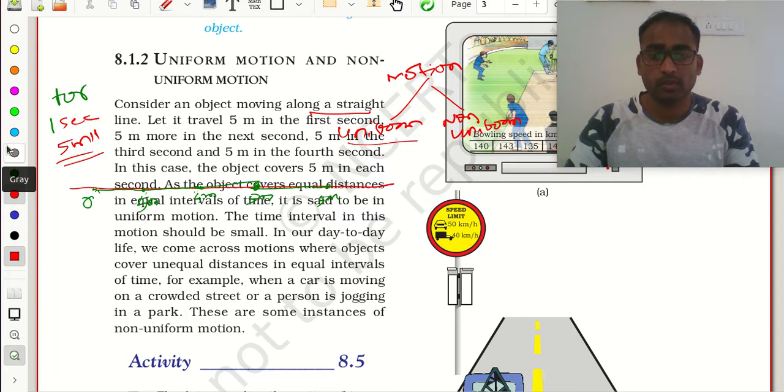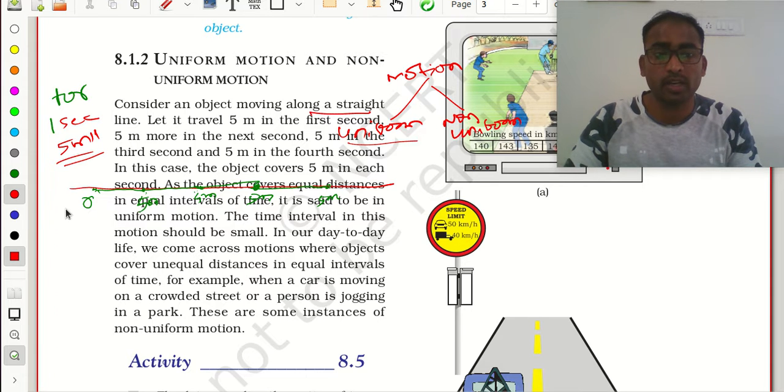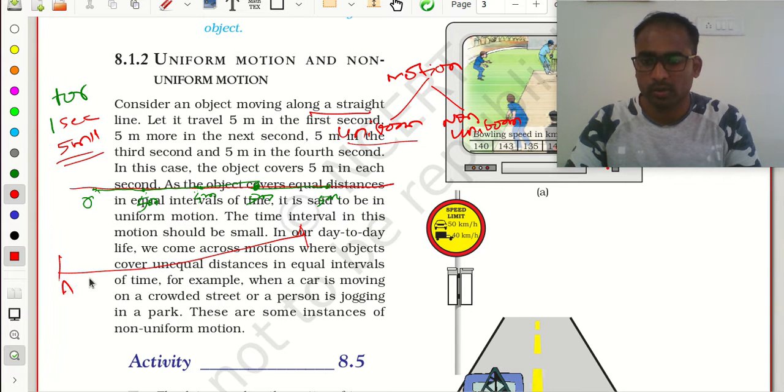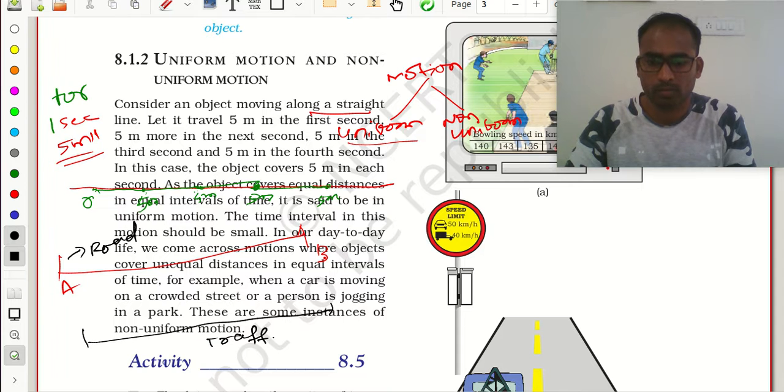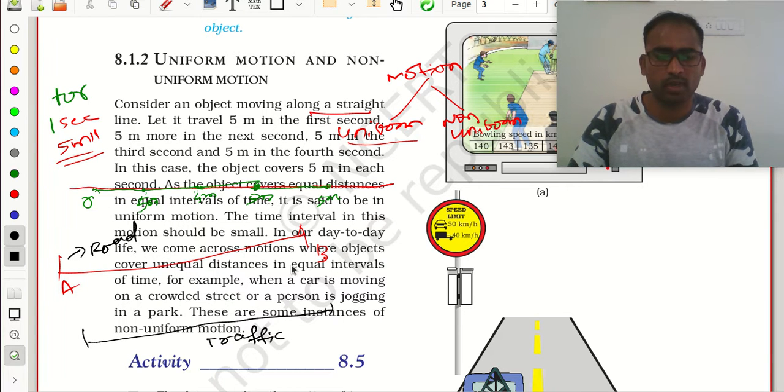Sometimes what happens is that for an equal distance we may take unequal intervals of time. Suppose we have an equal distance, and I need to go from A to B, once on a main road and once on a traffic road. The distances are equal. I need to cover the same A to B.